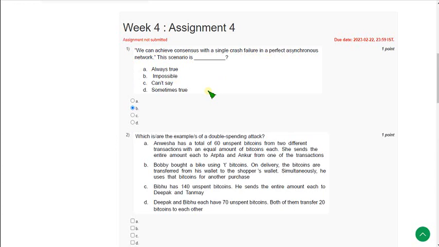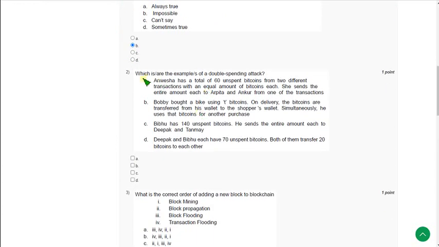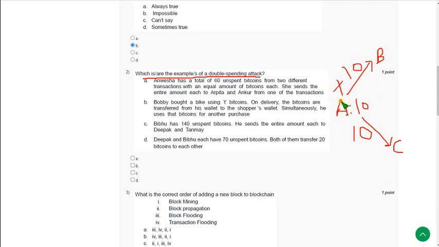And moving on to the second question. Which are the examples of a double spending attack? What is double spending? First of all, suppose A has 10 rupees, then A sends 10 rupees to B and also 10 rupees to C at the same time. Actually, with physical cash it is not possible, but in digital form it can be possible. A has only 10, but is still sending 10 to B and another 10 to C. It is a fault, and it can happen in digital form. So it is called double spending. So let's see the examples by this concept.